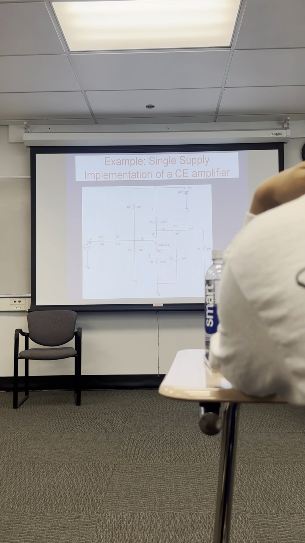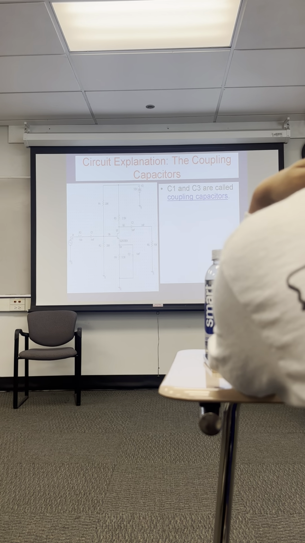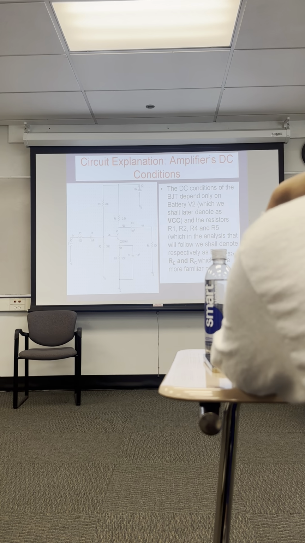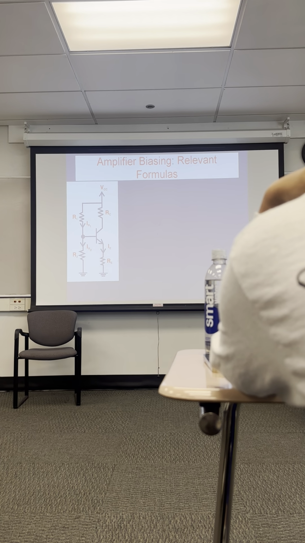And now we can calculate the small signal parameters. The capacitors C3 and C1 are coupling capacitors, and for DC they behave as an open circuit. That's the most we need to say about them. The DC bias in the circuit is set up by R1, R2, R3, and R4, and these are used to set the Q point of the amplifier.